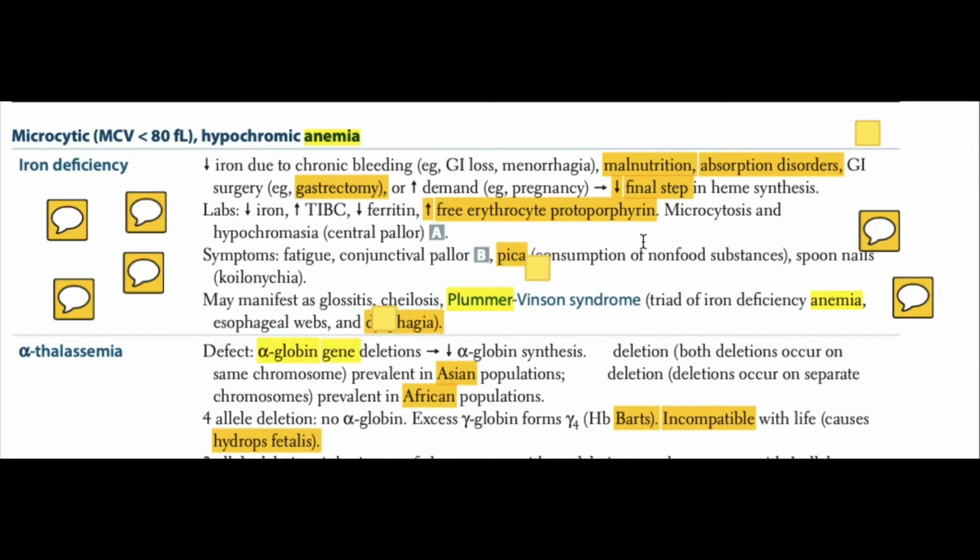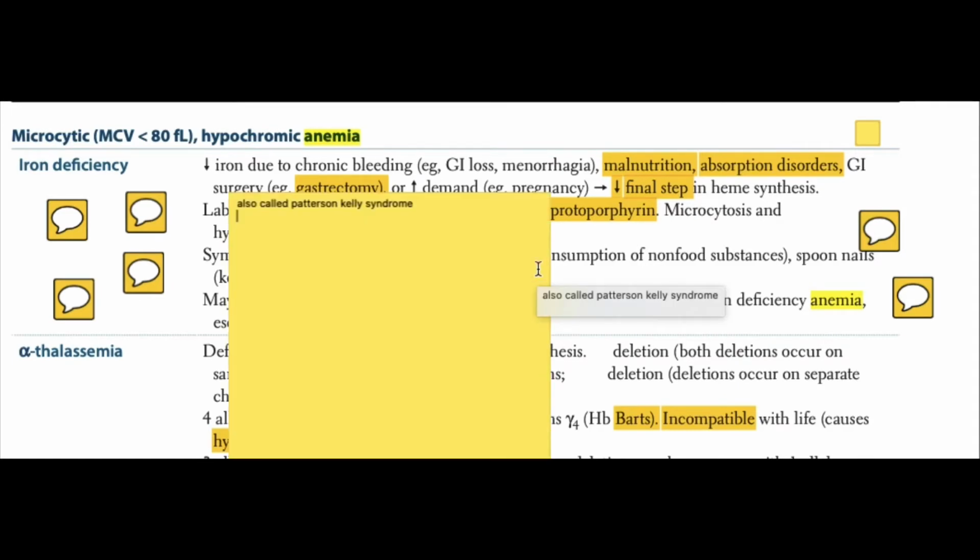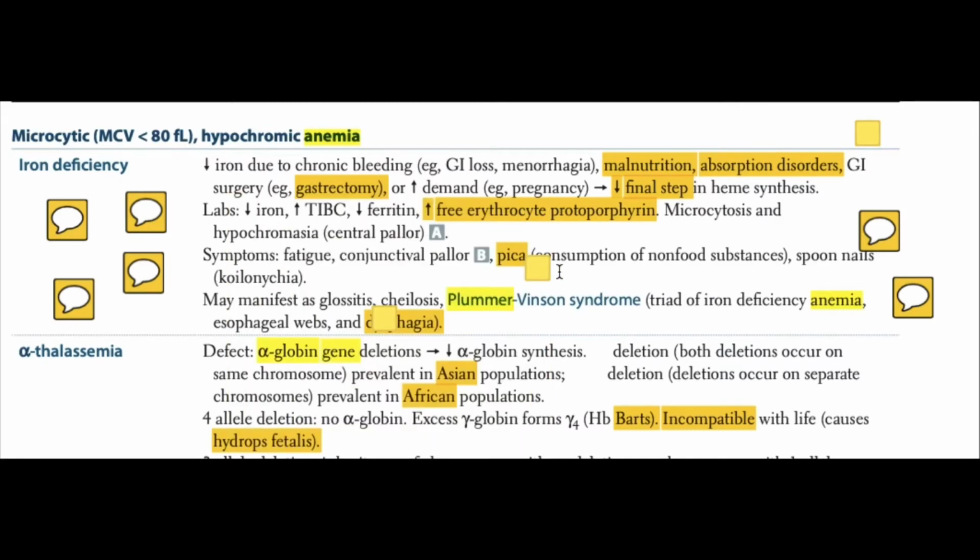The symptoms of iron deficiency anemia will include fatigue, conjunctival pallor, pica, that is a consumption of non-food substances, and spoon nails, that are koilonychia.